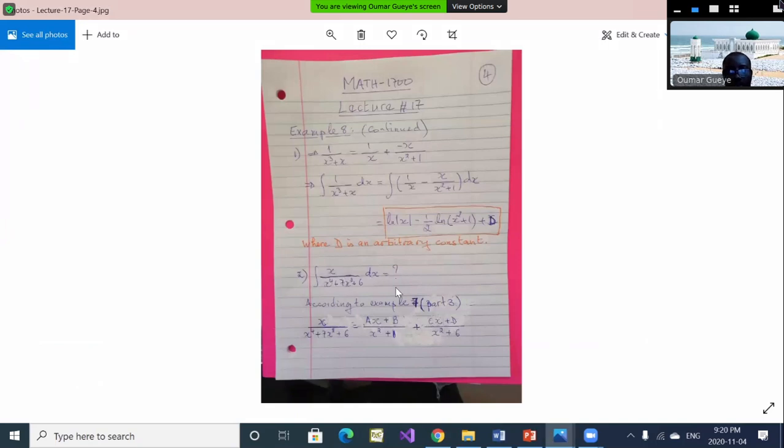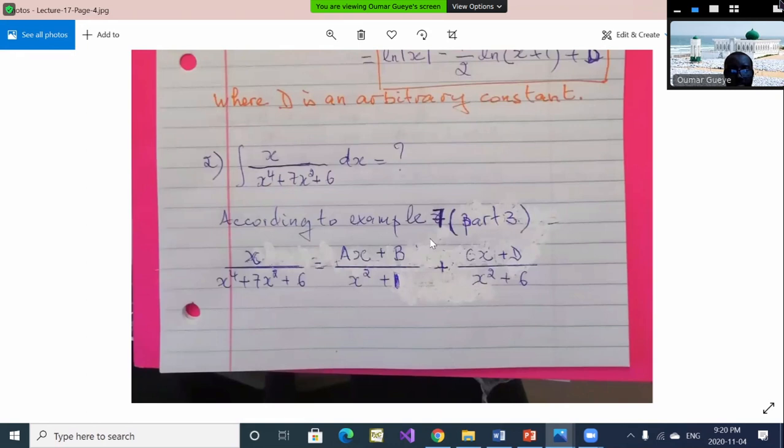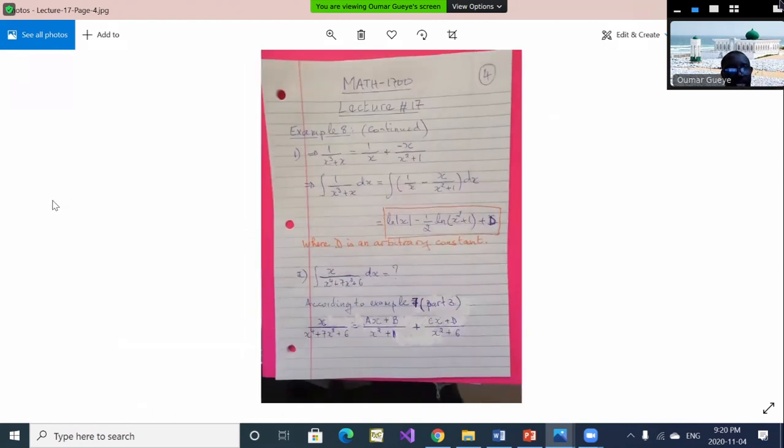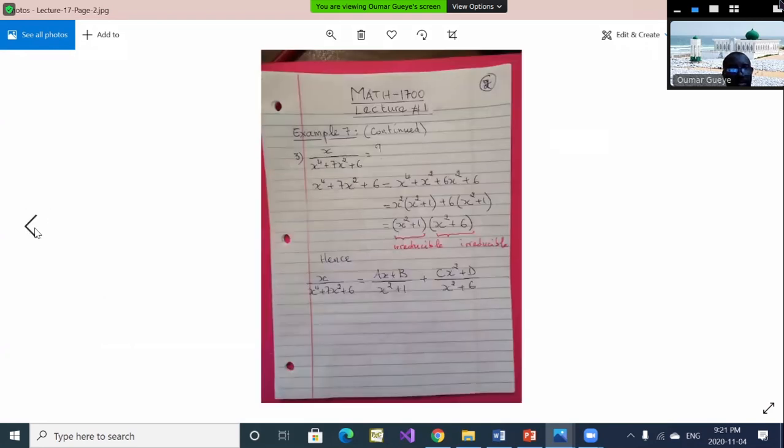All right, so I just want to remind you here of the formula that we saw yesterday, according to example 7 in question 3. We already proved the partial fractions decomposition is equal to this partial fraction. I'm just going to go back there and show you again. We don't want to repeat it. It's right here. We did it yesterday.